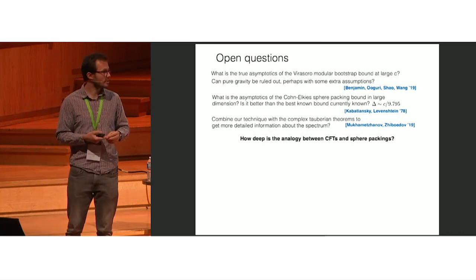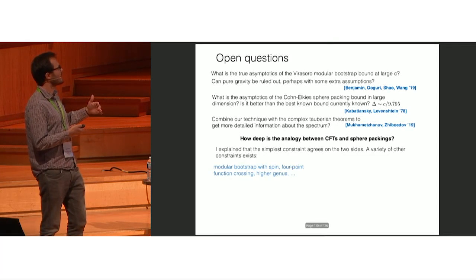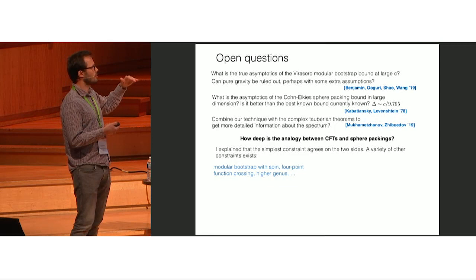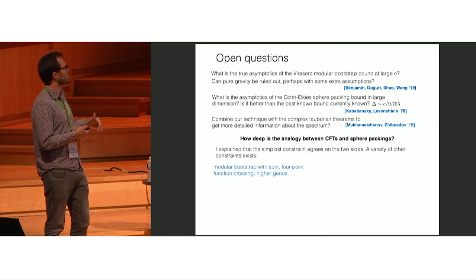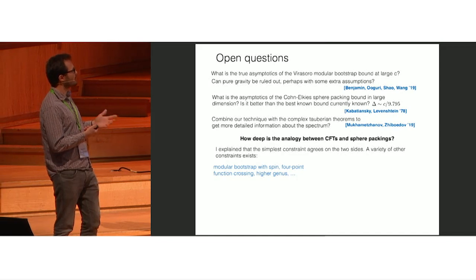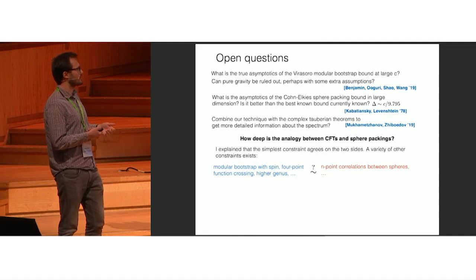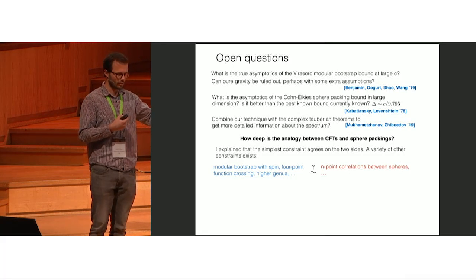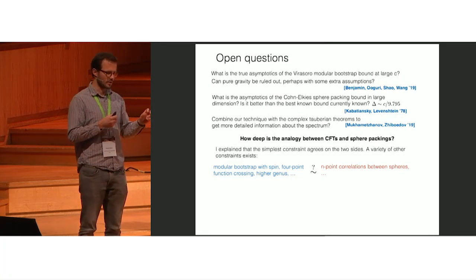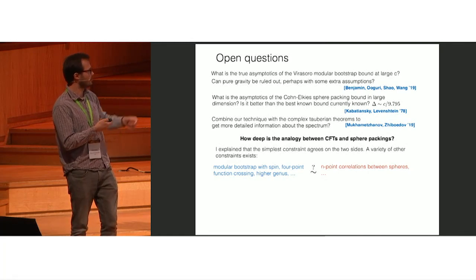But maybe the most interesting question is how deep is the analogy between CFTs and sphere packings? So I explained to you that the simplest constraint agrees on the two sides, but a variety of other constraints exist on both sides. On the CFT side, or quantum gravity side, we have modular bootstrap with spin, four-point function crossing bootstrap, and higher genus bootstrap, and so on. And similarly, on the side of the sphere packings, there are also other constraints. The bound I told you about exploits the two-point correlation between spheres, but there are also n-point correlations. So maybe these two are somehow related.